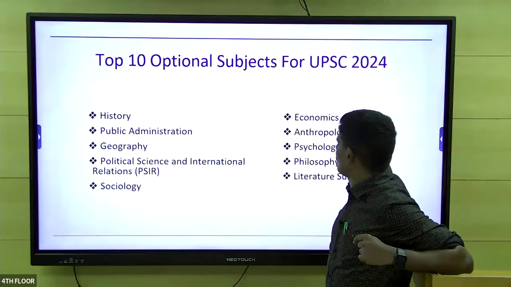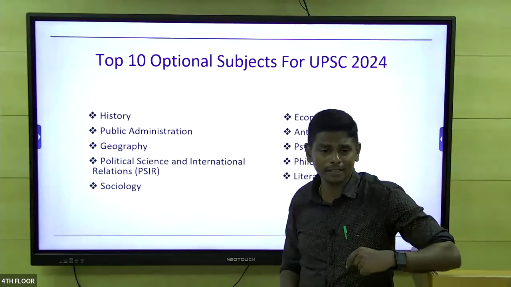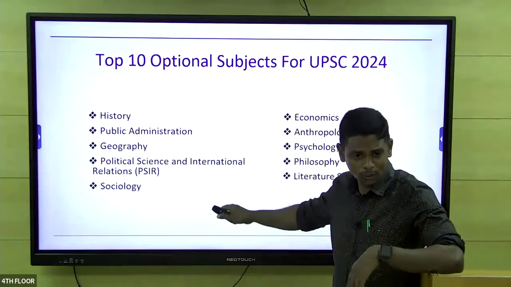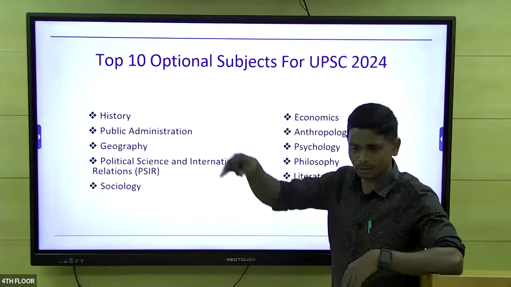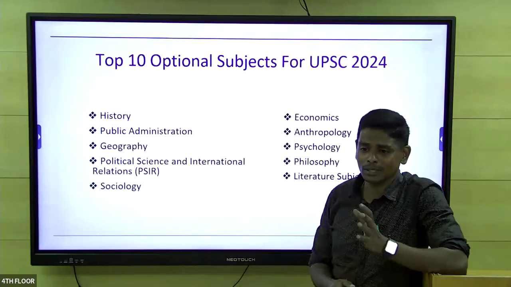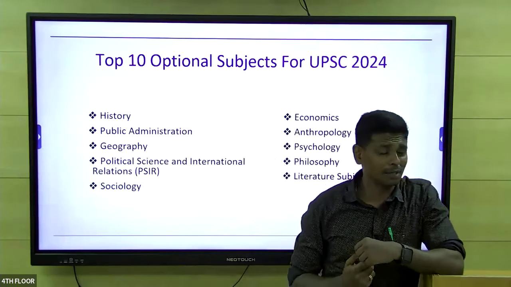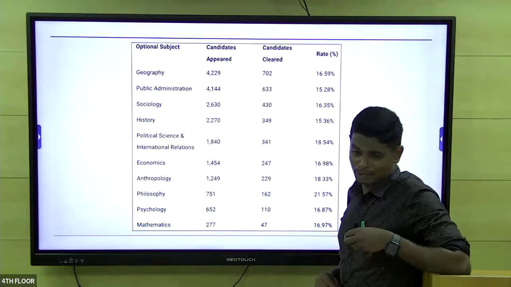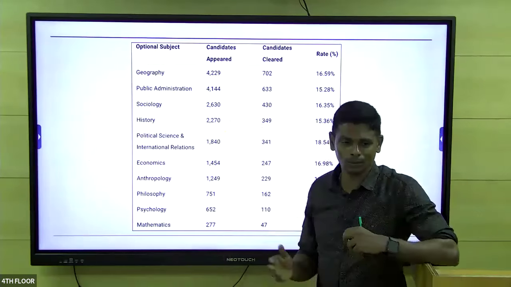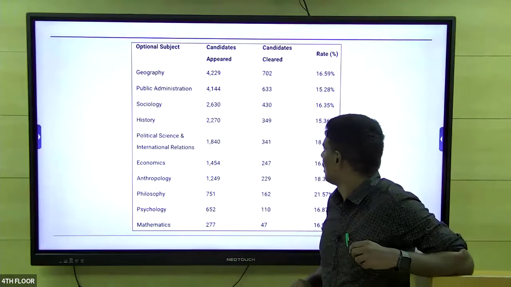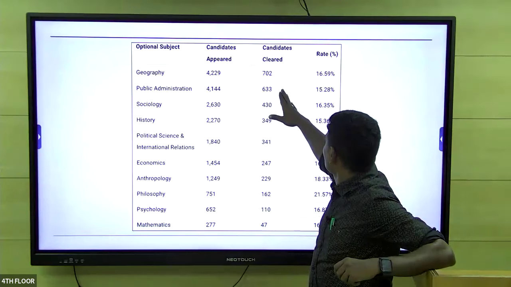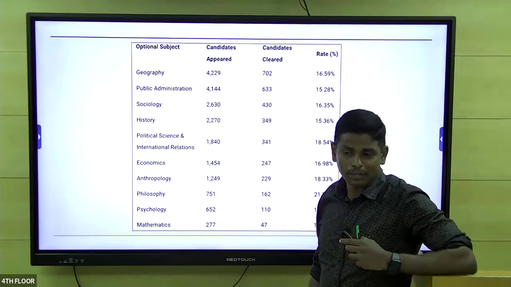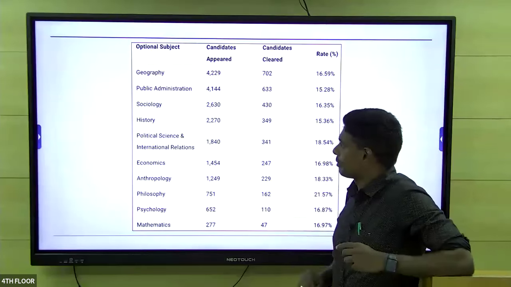Okay, the top 10 optional subjects for UPSC 2024, these are the ones, and definitely they have added English literature as well. So it is one of the top 10 optional subjects that you can choose from. I have purposely not shown the strike rate of English literature because that is where we will come. So before taking an optional, you need to sit and calculate. So let us have a mathematical formula of the previous one. So public administration or geography, see, 4,000 plus students wrote it. And how many cleared is 702, is it? That is 16.59%.